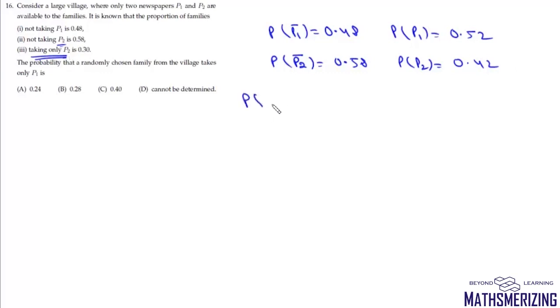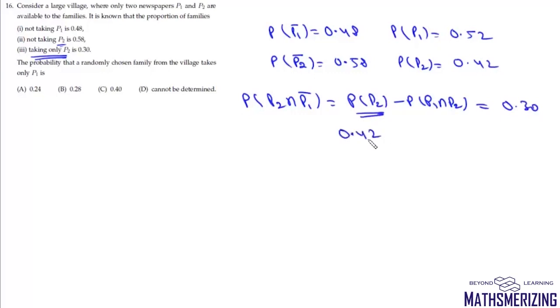So that means this is P2 intersection P1 not. So we know that it is given by P2 minus P(P1 intersection P2), and this value is simply 0.30. Now probability of P2 is 0.42. So this is 0.42 minus probability of P1 intersection P2, and this is 0.30. So from here we can write P1 intersection P2 will be simply 0.12.